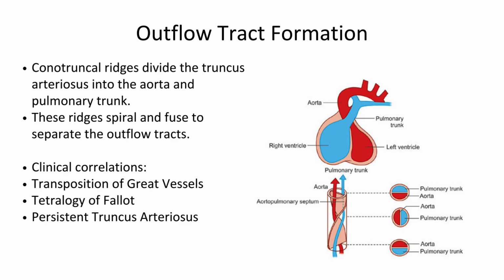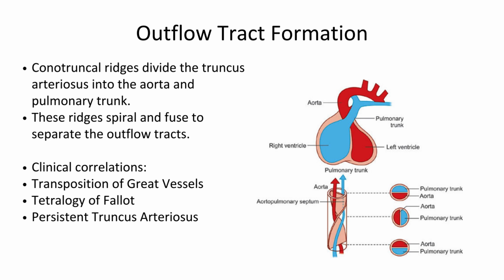Another USMLE favorite because so many congenital defects stem from this. The truncus arteriosus, that top portion of the heart tube, must be divided into the aorta and pulmonary trunk. This happens through the formation of conotruncal ridges, also called neural crest cell-derived aorticopulmonary septum. These ridges spiral as they grow, creating a twisted separation between the right and left outflow tracts.